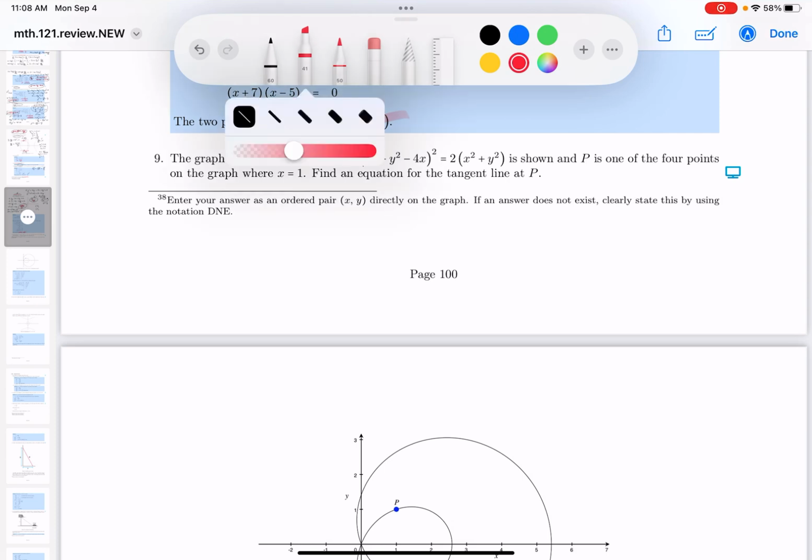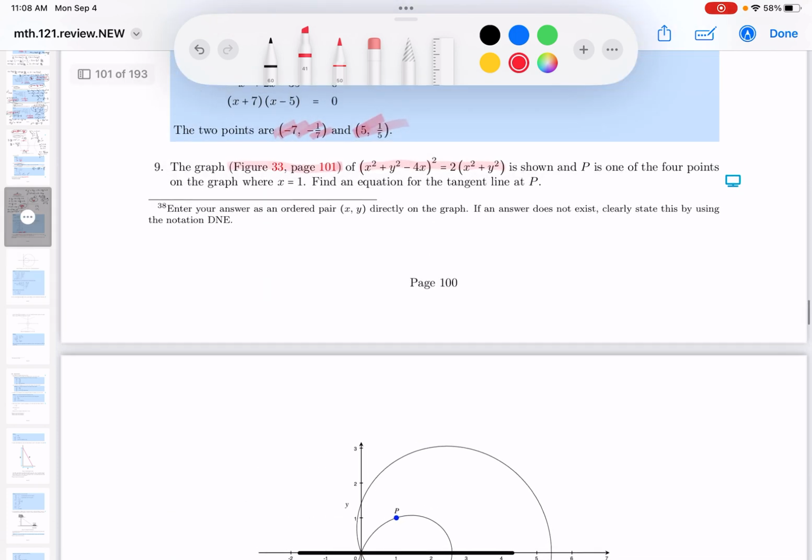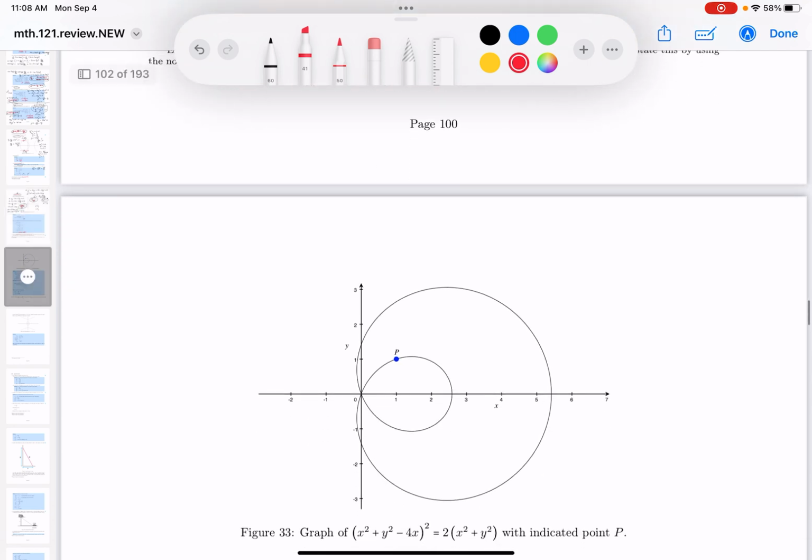Again, we're given a relationship right here. That's a relationship between x and y. We're also given a graph of it, and that's going to be figure 33 on page 101, right over here. All right, so let's keep reading it. It says over here, given a graph, given a relationship. It shows there's a point P is one of the 4 points on the graph where x equals 1.